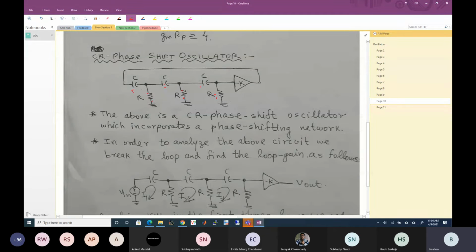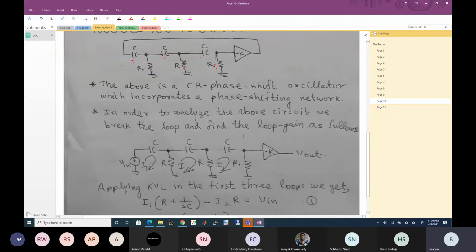Okay. In order to analyze the above circuit, we break the loop and find the loop gain as follows. So we are putting a minus K gain here. This is an ideal block. We'll replace that with a real block later. What we'll do is we break the loop over here, and then we apply an input voltage and measure the output over here.